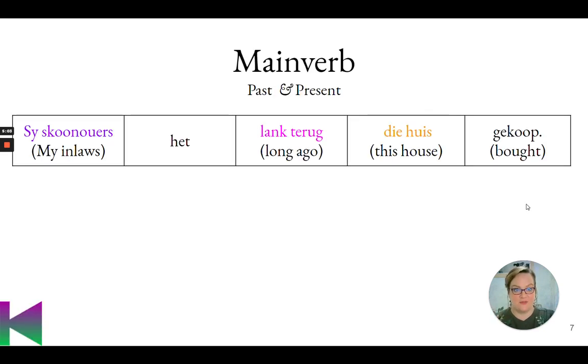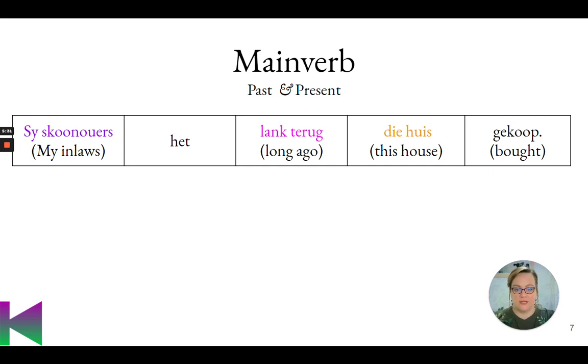So let's start. Okay, we are starting with the main verbs. Let me read the sentence and then we'll talk about the conversion into past. So let's look. Sy skoonouers het lank terug die huis gekoop. So they bought this house a long time ago. Can you tell me what's the main verb in this sentence?